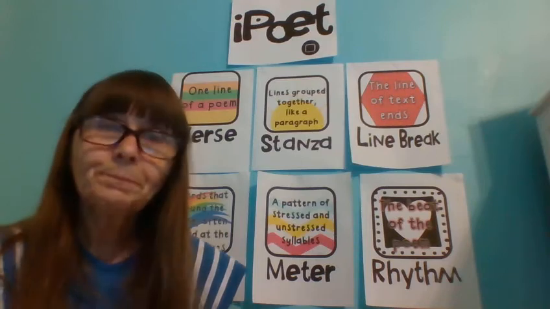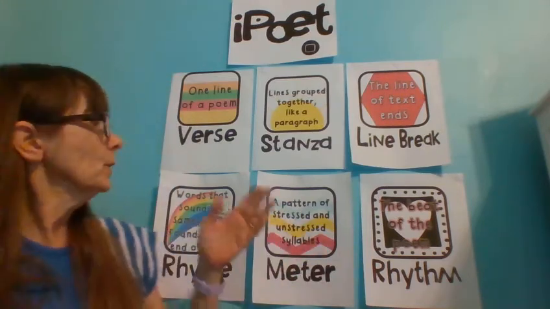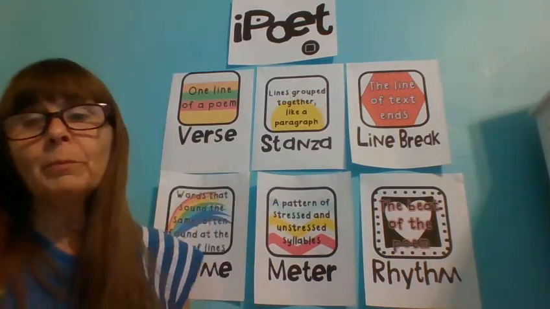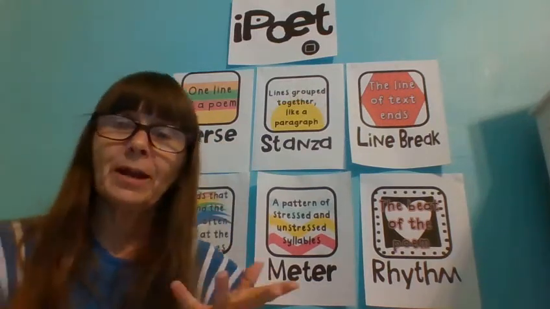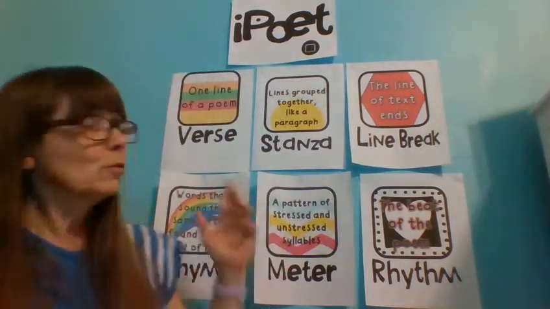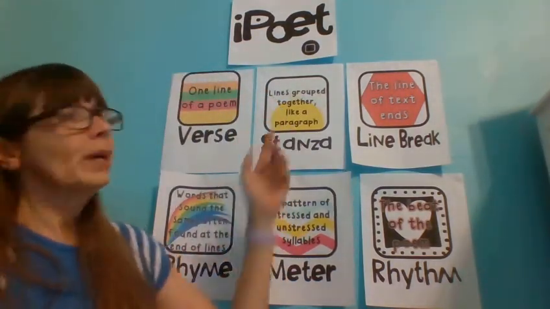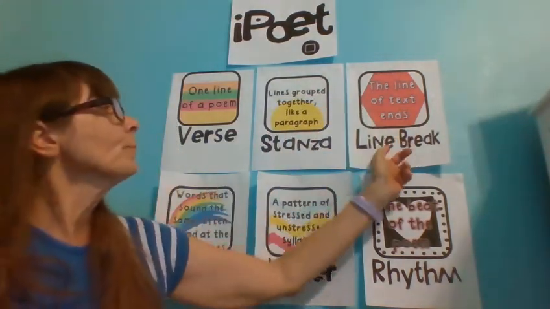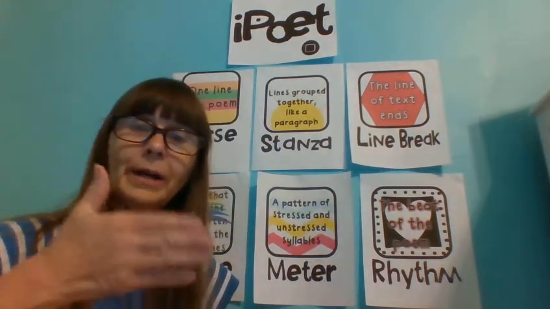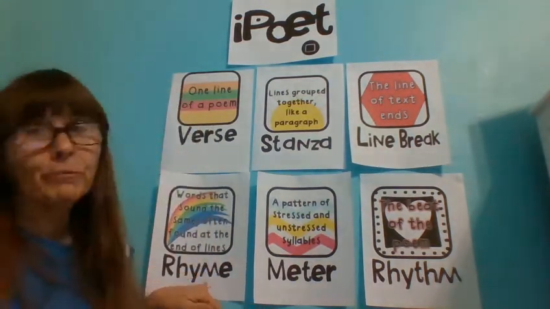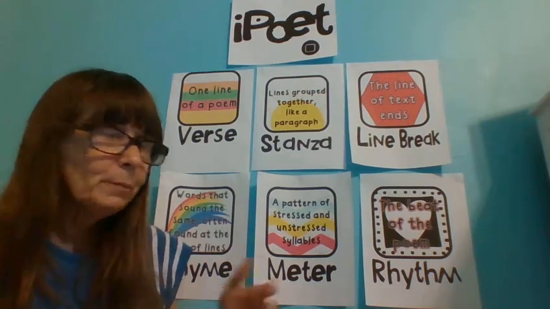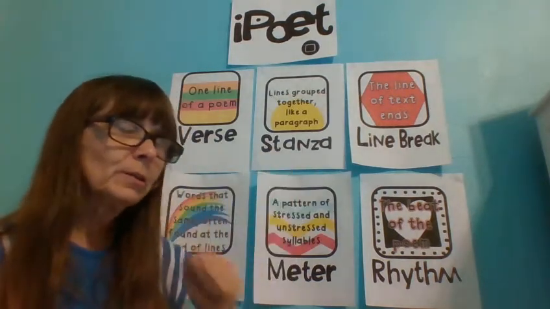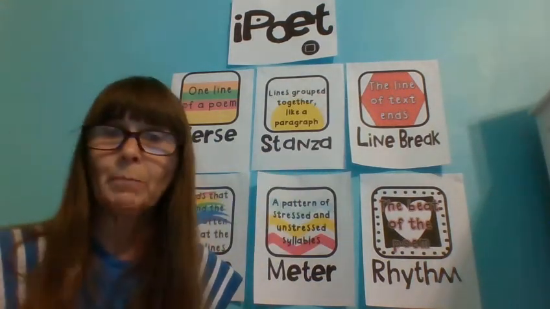So let's quickly review some of the features of poetry. First, we have the verse. That's one line of a poem. So as I read this book today, I'm going to ask you to look at each verse. A stanza is a group of lines, some lines grouped together. We call that a stanza. The line break, of course, is where the line itself ends. Then we have rhyme, the word, you know what rhyming words are. Rhythm is the beat, and meter is what's stressed and what's not stressed in the poem.